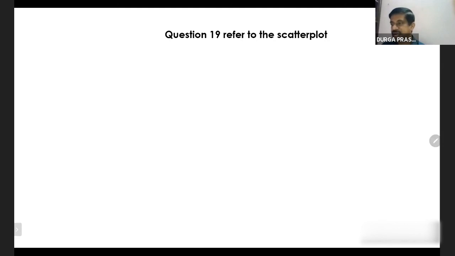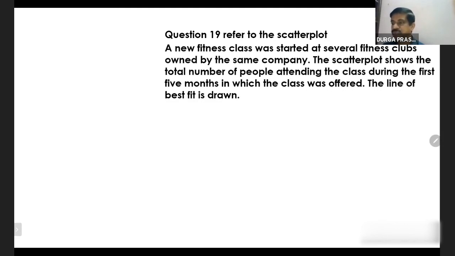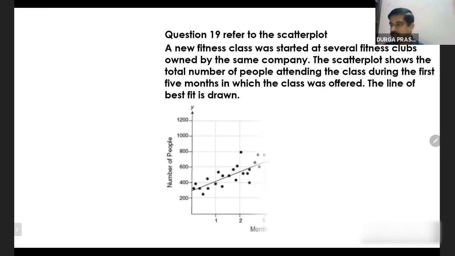Okay, children, let us go to the next question. Question 19 refers to the scatter plot. I think this may be the same question. A new fitness class was started at several fitness clubs. So the information appears to be the same, so the data should also be the same. Yes, it's the same graph, children. So every piece of information is the same. We have enough idea on this.